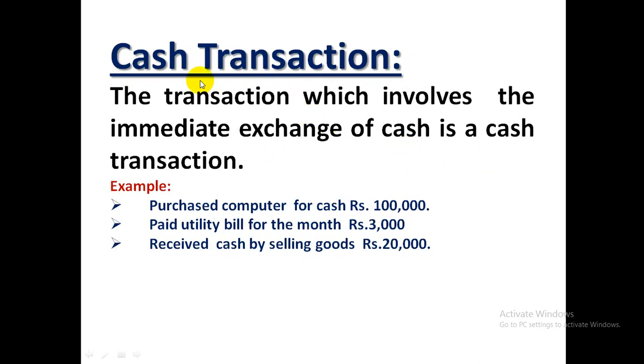If we look at the examples of cash transaction, it could be we are purchasing a computer and paying cash immediately. We are making payment of our electricity, telephone bill, any other utility bill for the month by paying cash. That will be a cash transaction. We are receiving cash by selling goods. Immediately the customer is paying us money. If the transaction involves immediate on the spot exchange of cash, it will be termed as a cash transaction.